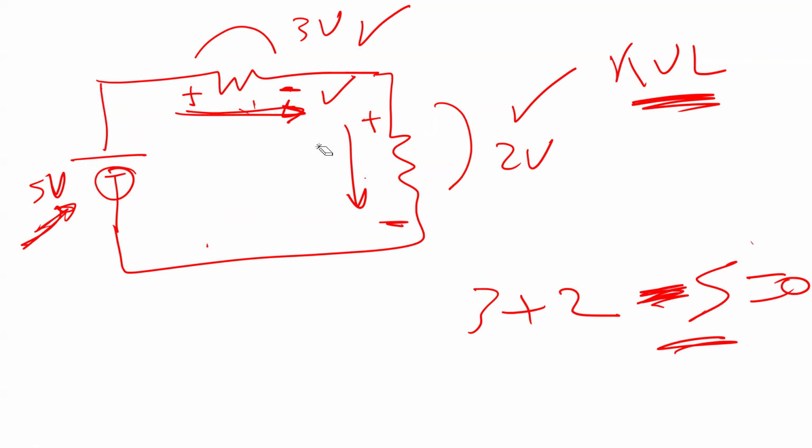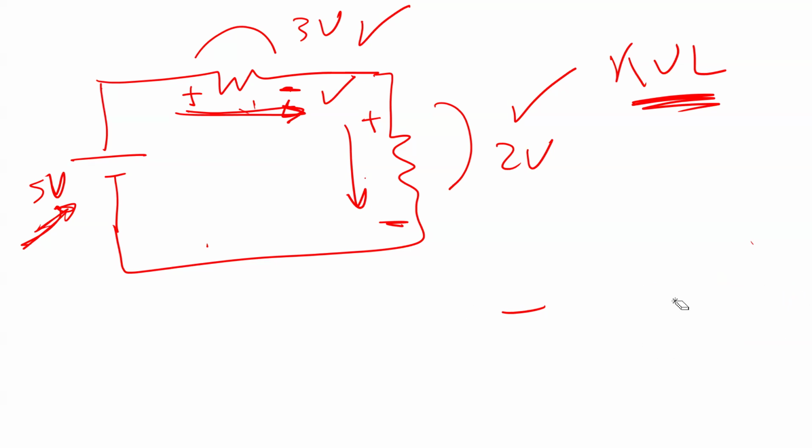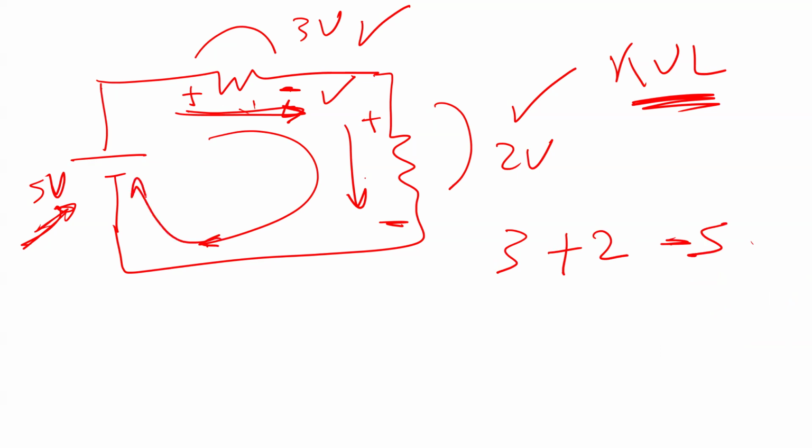So here, if I want to apply Kirchhoff voltage law, I'm going to make it this way. I'm going to say this is 3 positive plus 2 positive, minus 5. Why minus 5? Because the current enters here at the negative side, and the sum should equal 0.